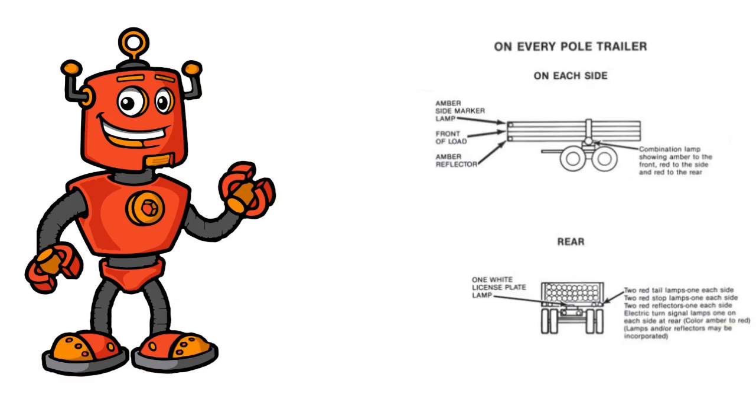Next, lights and reflectors required on every pole trailer. There are no requirements for lights and reflectors mounted on the front of the trailer. An amber side marker lamp, amber reflector, as well as a combination lamp showing amber to the front, red to the side and red to the rear, must be mounted on the side of the trailer. 2 red tail lamps, 2 red stop lamps, 2 red reflectors, and electric turn signal lamps, all must have one on each side, and 1 white license plate lamp must be mounted on the rear of the trailer.